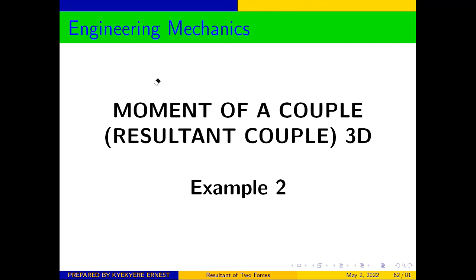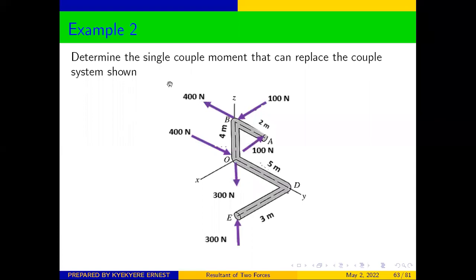Today we are looking at moment of a couple, resultant of couples in 3D. Let us look at our question and how we are going to solve it. Determine the single couple moment that can replace the couple system shown. So we have our system there. Now let's see how to analyze the question.